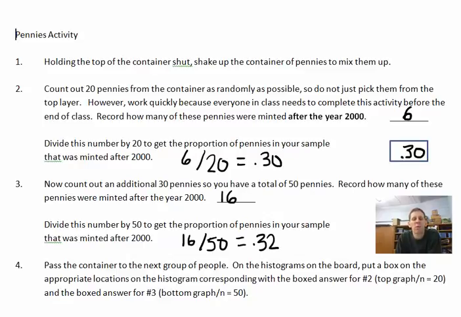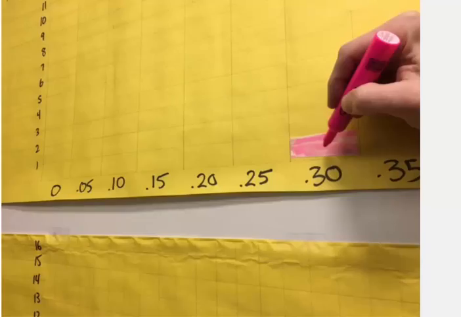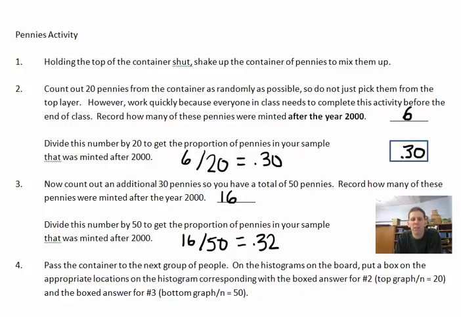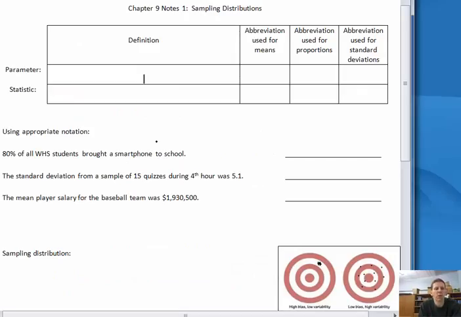And on the histograms on the board, you're going to put a box on the appropriate locations on the histogram corresponding with the boxed answer for number 2 and the boxed answer for number 3. So your answer for number 2 is going to go on the top graph, and your answer for number 3 is going to go on the bottom graph. So on to our notes for today.